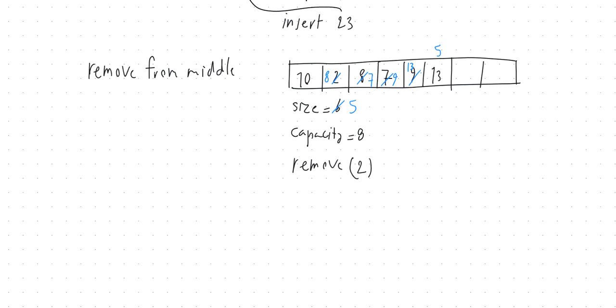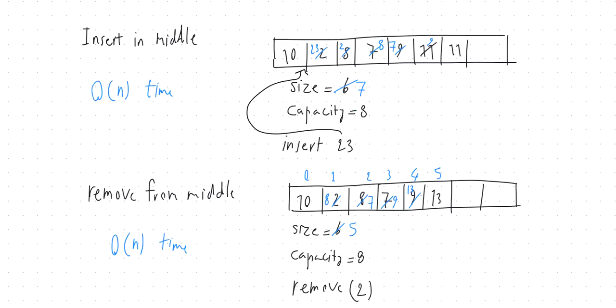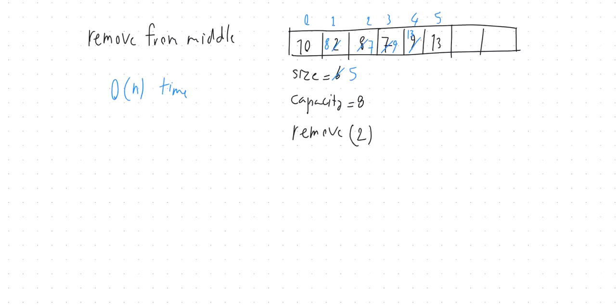There you have it. Now, again, a similar kind of argument can show you that this also takes linear time, order n time, because we have to move elements, and these are the worst case, right? If you want to insert something right here, or remove, let's say, 9, then you just need to copy 13 here and you're done. So, in the worst case, it's order n time for remove from the middle and insert in the middle. These are, let me add them here to emphasize, worst case, right? Same with here, worst case.